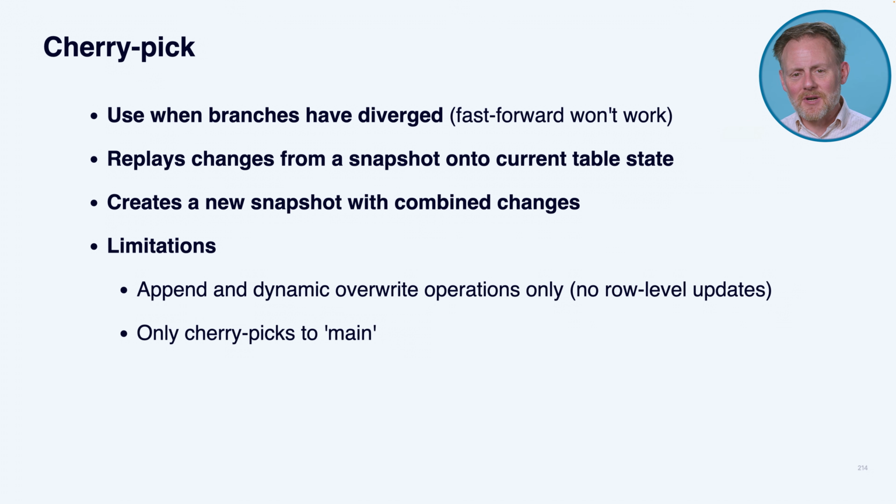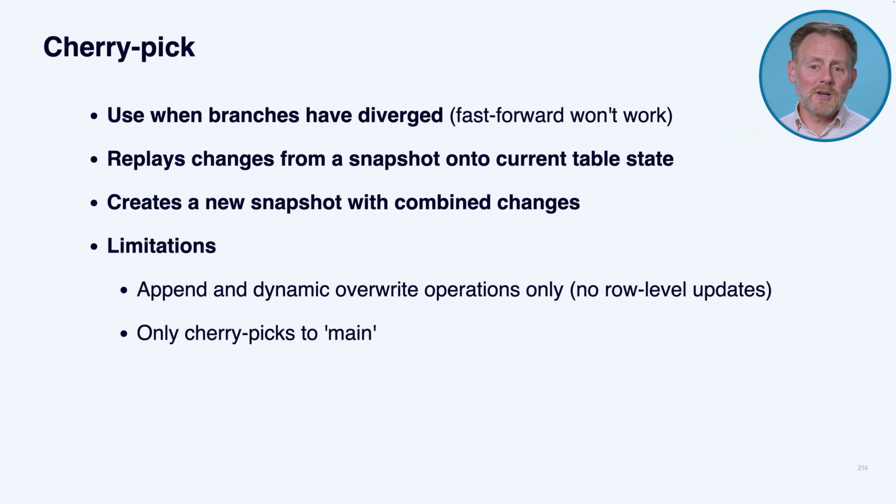When histories diverge and fast forward fails, cherry pick is your solution. It takes a snapshot from your branch and replays those changes on top of the current main state, creating a brand new snapshot with everything combined, with 2 important limitations that you should know about. First, it only works with append operations and dynamic overwrites. No row-level updates can be allowed when you're cherry picking. So if you've got snapshots with row-level updates in them, cherry pick's not going to work. Just append and dynamic overwrite.